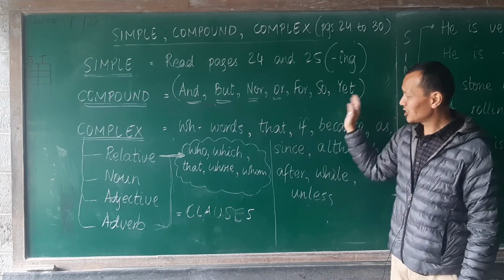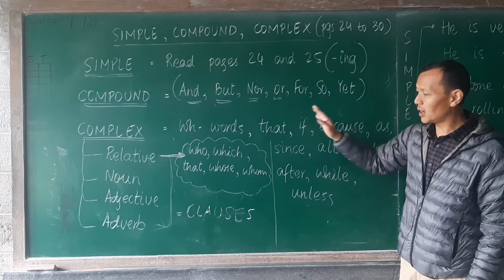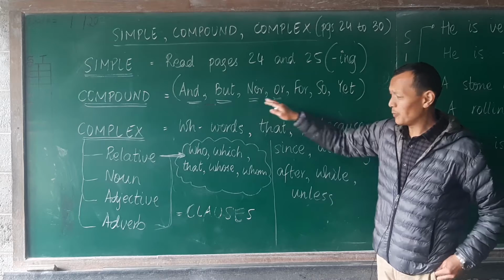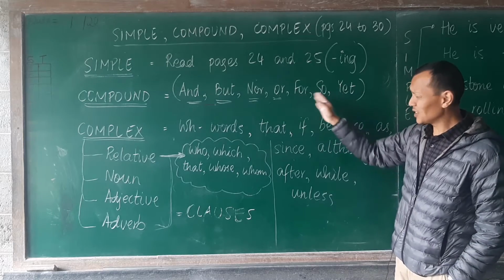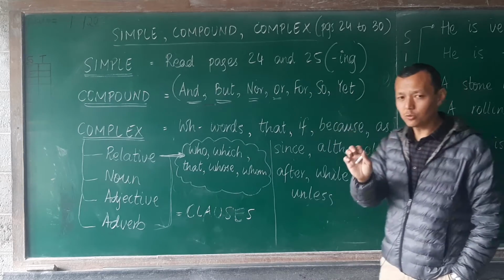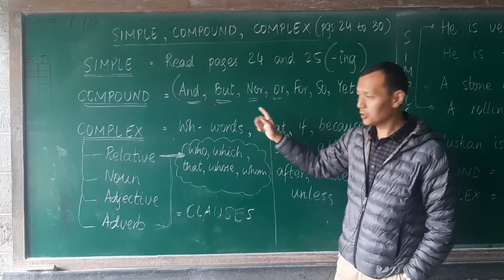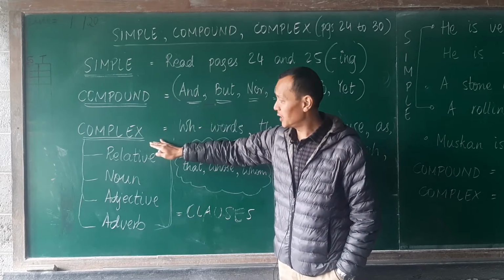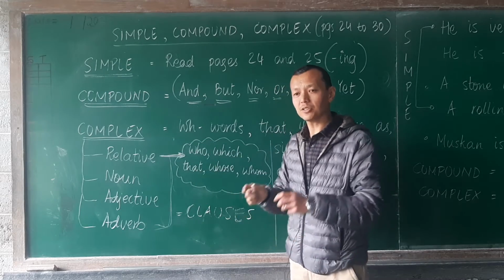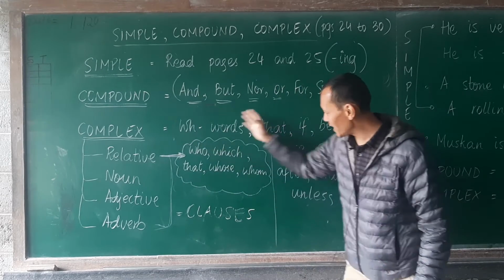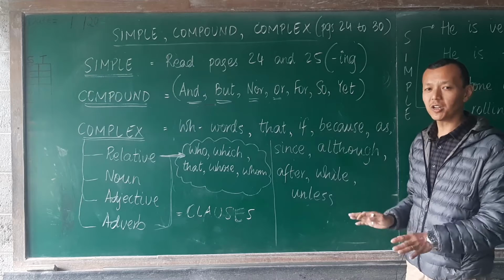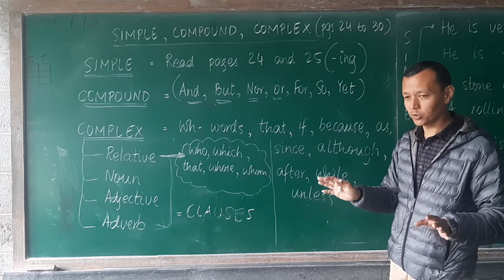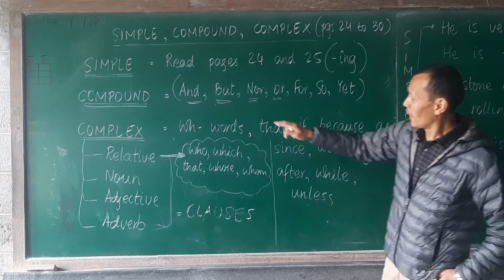All these words that I have shown you here are conjunctions, called coordinating conjunctions. When you use a coordinating conjunction, you get a compound sentence. Whereas to get a complex sentence, you use what is known as a subordinating conjunction. All the words written here are subordinating conjunctions. This is just for your information. You don't have to remember those terms, like I told you before.